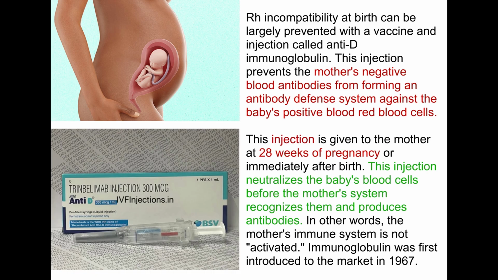This injection is given to the mother at 28 weeks of pregnancy or immediately after birth. This injection neutralizes the baby's blood cells before the mother's system recognizes them and produces antibodies. In other words, the mother's immune system is not activated. Immunoglobulin was first introduced to the market in 1967.